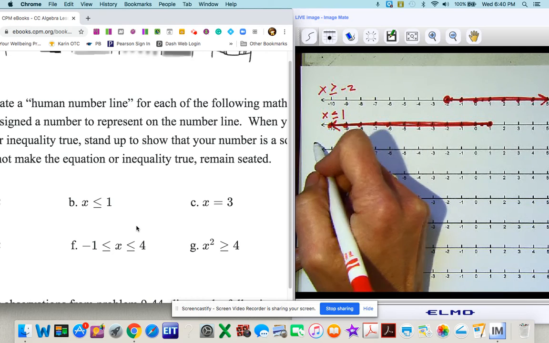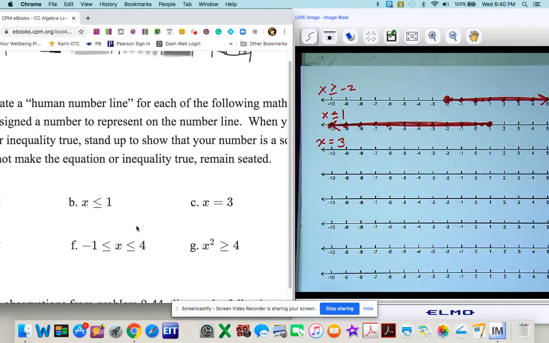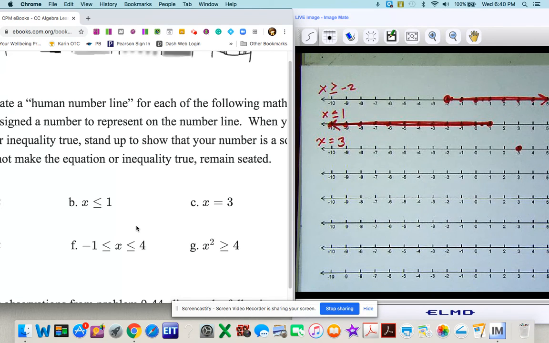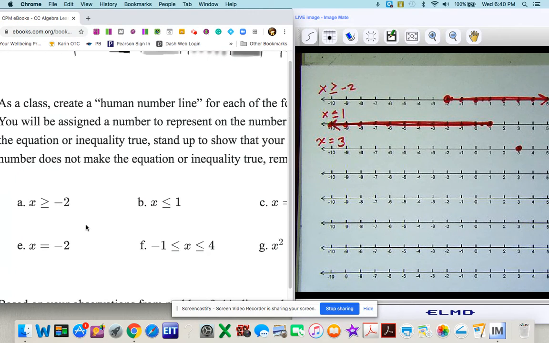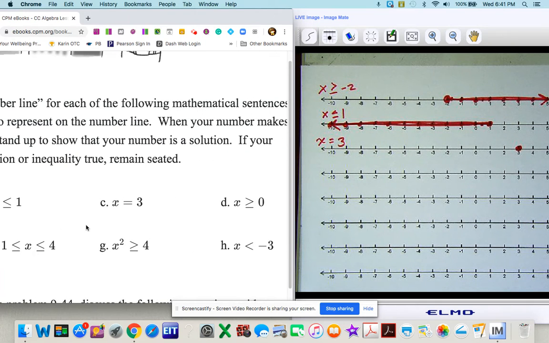Okay, so let's look at C. It says, give me a number, x, that's equal to 3. Unlike those first two inequalities, this is an equality. So what number is equal to 3? The only thing on this number line that satisfies that is just the number 3. So that's a single solution to that one, unlike an inequality that has an infinite number of solutions.